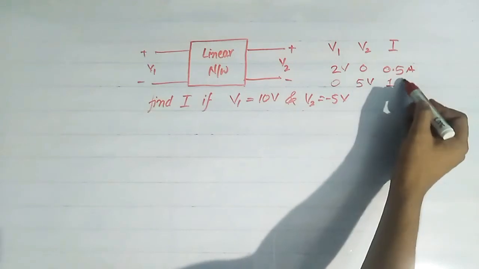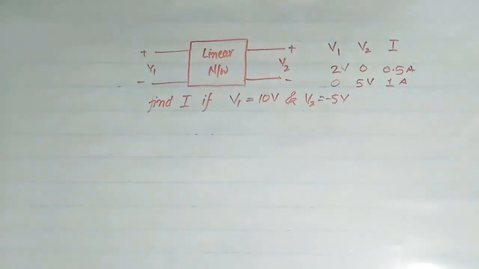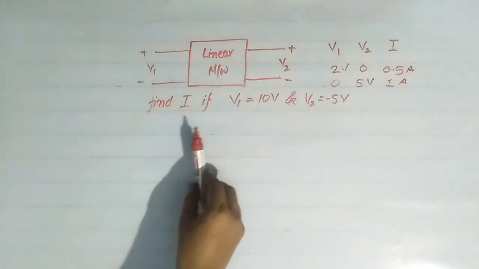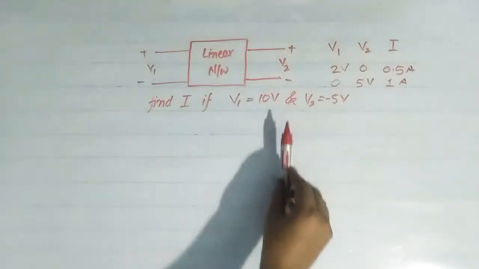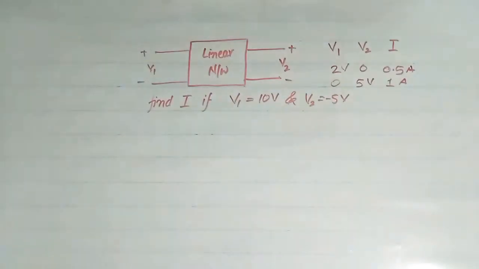So now we have to find the current in the same branch if V1 is equal to 10 volt and V2 is equal to minus 5 volt. Here to solve this question we have to apply the concept of homogeneity. As per homogeneity, in any linear network, if the source is multiplied by factor k, the response in any branch also gets multiplied by factor k.